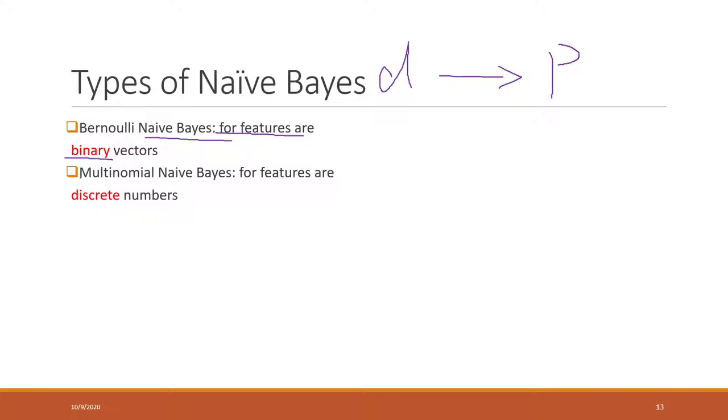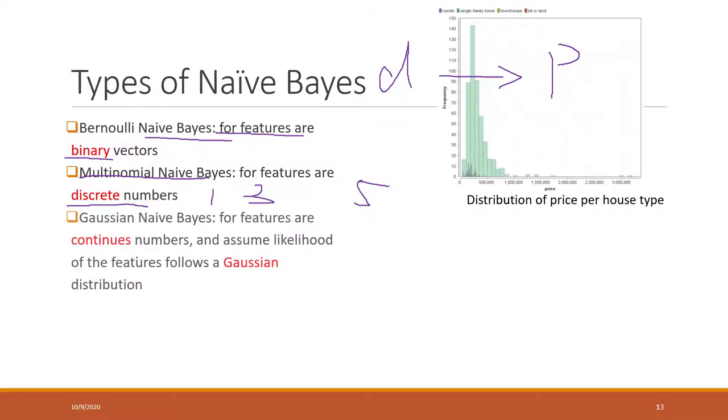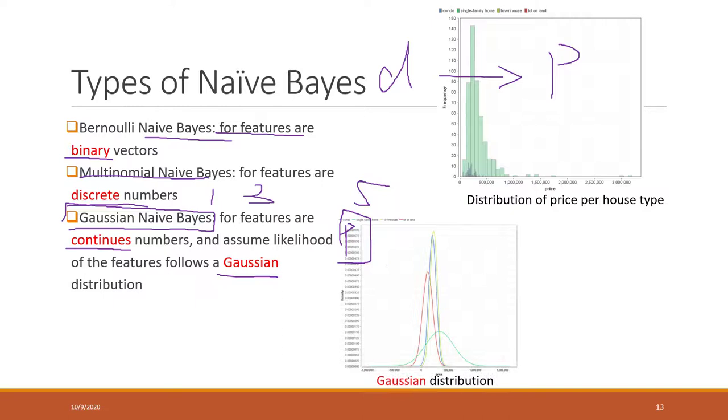And we have the multinomial naive Bayes. Those are for features that are discrete numbers, for example, 0, 3, 5, or the integers. Okay? And we also have the Gaussian naive Bayes, which is the default one, where all the features are continuous. So in our case, the house price is continuous data, so we can use that as a Gaussian model. That converts the distribution into a normal distribution, so we convert the distribution into the Gaussian distribution so that we can calculate the probabilities.